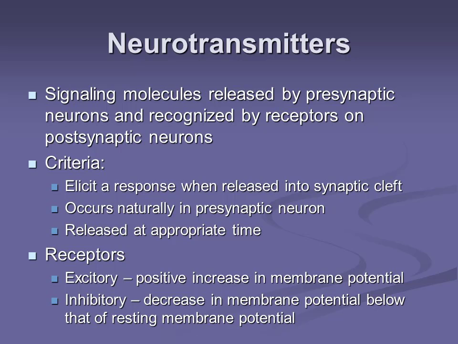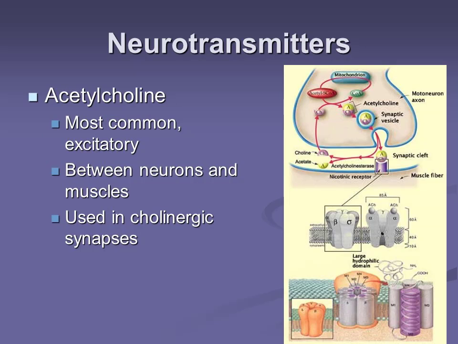Now, just a few neurotransmitters to talk about. The most common is acetylcholine. One of the reasons it's the most common is because it's the neurotransmitter that signals from a motor neuron to a skeletal muscle. And you got a lot of skeletal muscles. Acetylcholine is also used in some neuron-neuron synapses, especially in your parasympathetic nervous system, this rest and digest system. And acetylcholine is always excitatory.